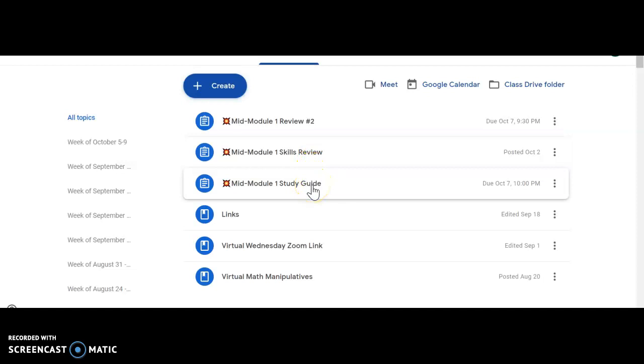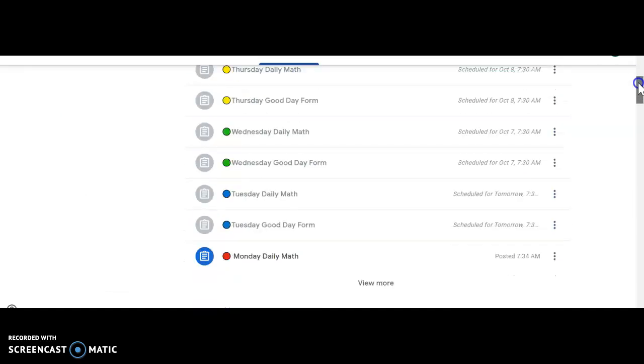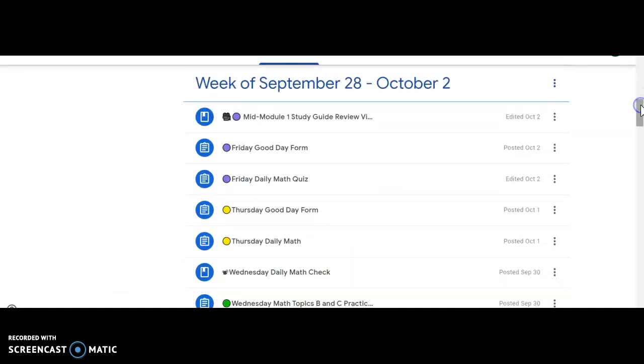Underneath that is the quiz that we did last week, the Mid-Module 1 Study Guide. You can do that one again. If you scroll down to last week, September 28th through October 2nd, there's a video of us going over that quiz. So you have 2 videos posted, 2 quizzes that you can retake, a Prodigy assignment you can do, and you have a paper study guide. So there's plenty of things that you can do to study before your test. Okay?